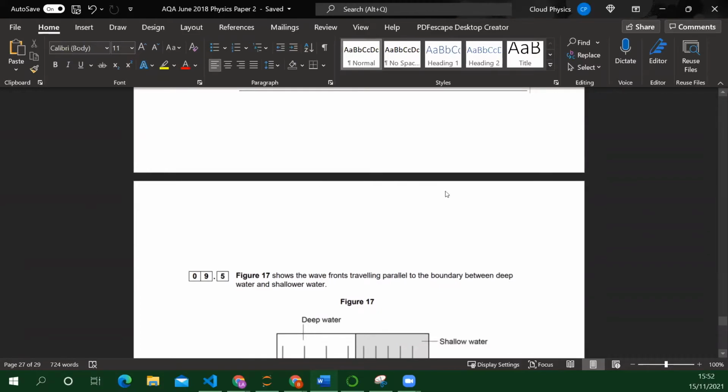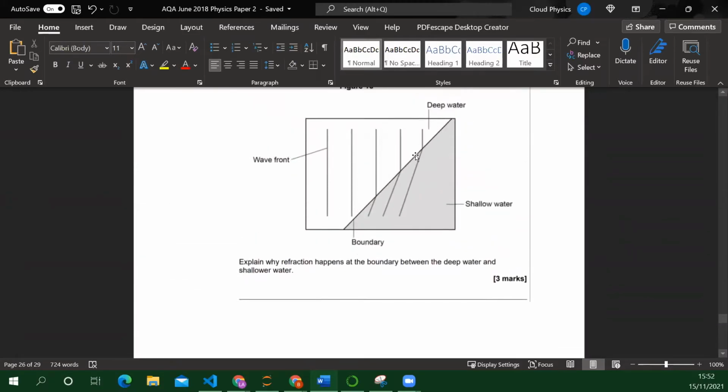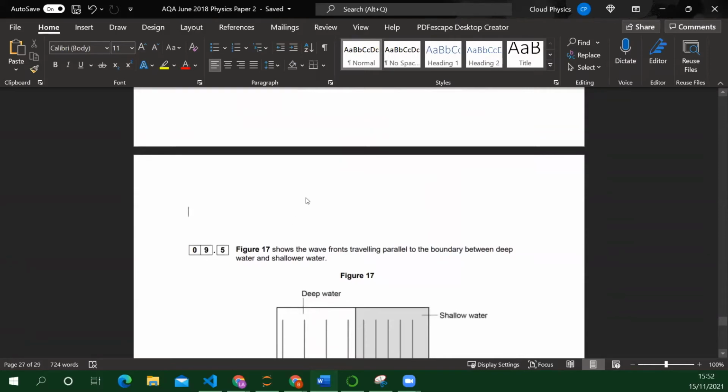Okay, so what happens? So it's shallow water and deep water. Okay, so it's going into shallow water.